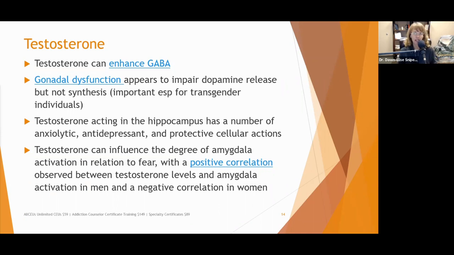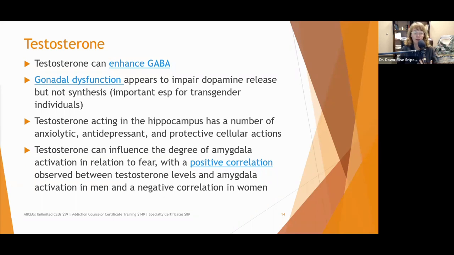Gonadal dysfunction appears to impair dopamine release but not synthesis. This is important to consider, especially if you're working with transgender individuals, because once somebody who's transgender starts taking hormones in order to alter their hormone levels, it can reduce testosterone levels, which can be considered gonadal dysfunction, and impair dopamine release.